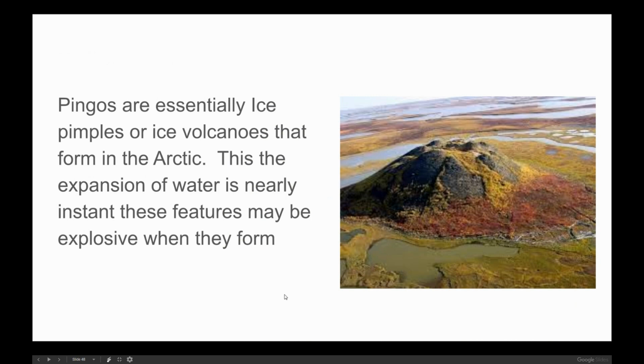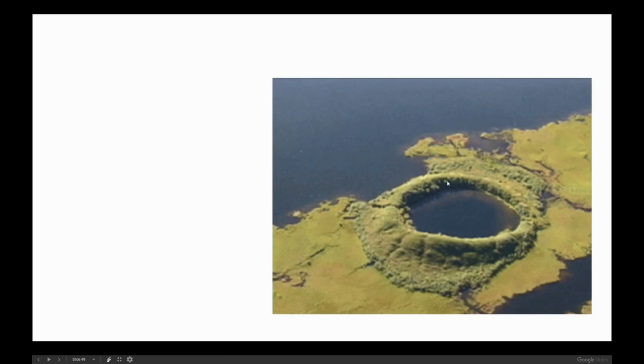Pingos are essentially ice pimples or ice volcanoes that form in the Arctic. The expansion of water is nearly instant, and these features may actually be explosive when they form. You have solid rock a short distance below the ground, so there might be a depression in the ground, like a scoop out in the granite, and when the water freezes, it just goes boom, and it pushes up. These things can detonate like a bomb when they go off. And you find these pingos all over the Arctic like this, evidence that there was a frost explosion.